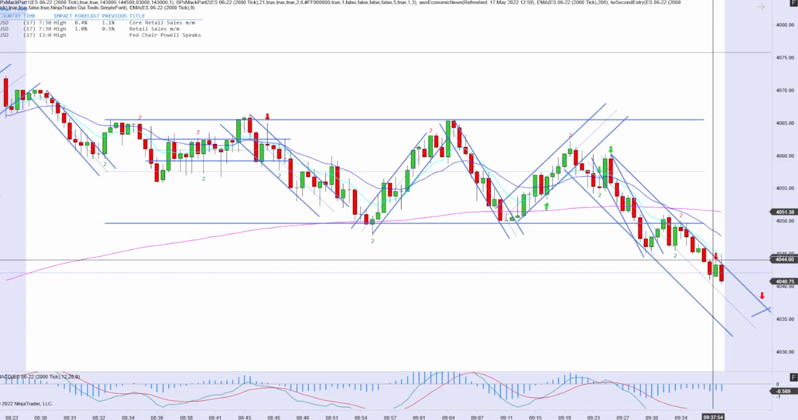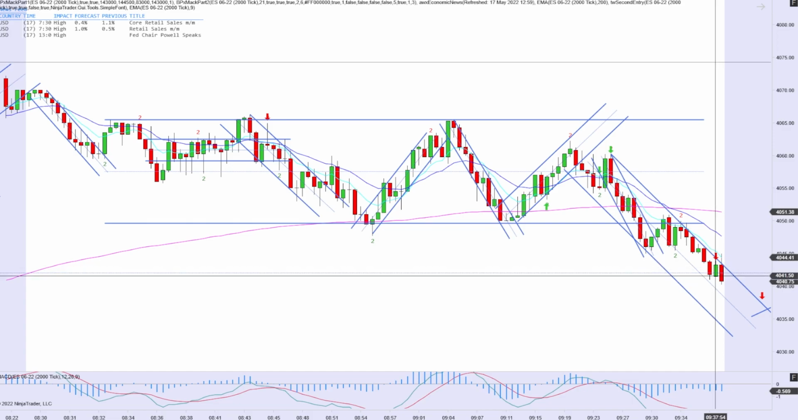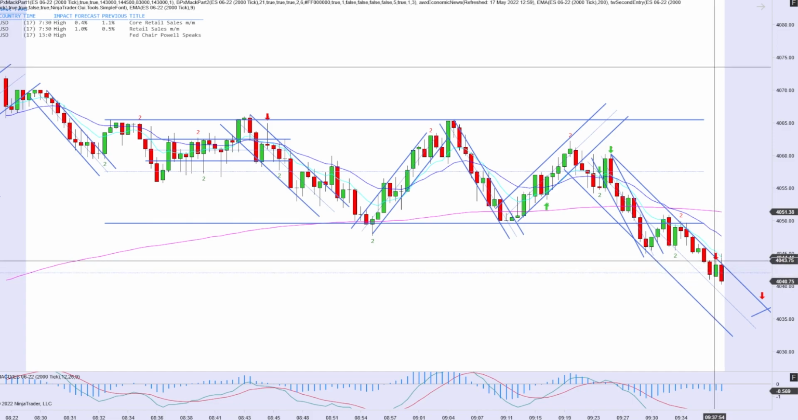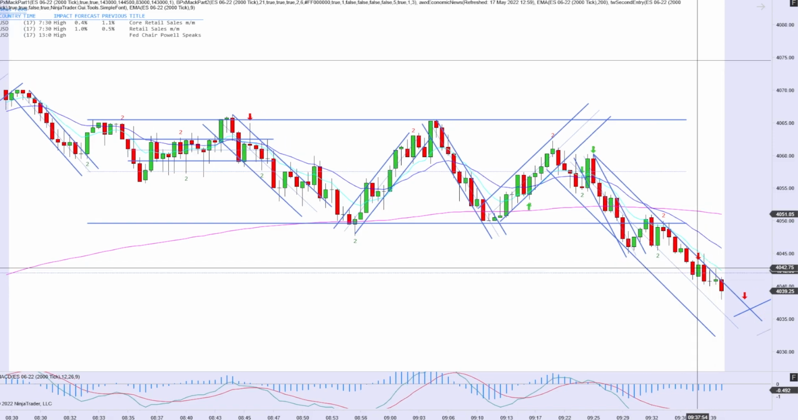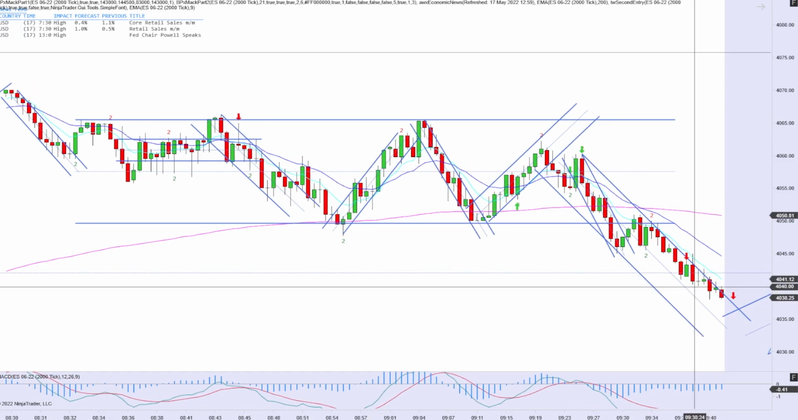My stop loss is going one tick above the bar that I initially wanted to enter on. So if my entry is one tick below this signal bar right here, my stop loss is going one tick above it. I'm in this trade. Prices continue to push down and I was out for the scalp.